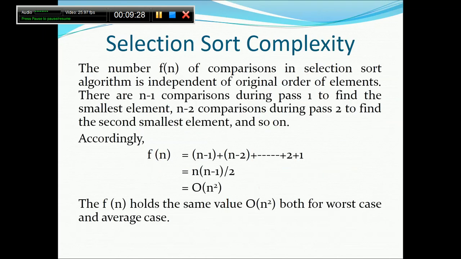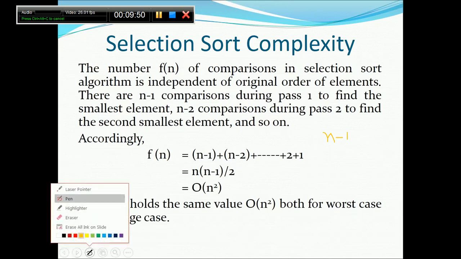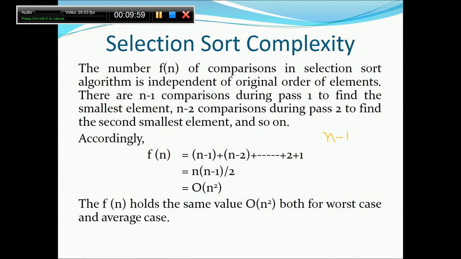Now how to find the time complexity? It is again a pretty simple job. The number f(n) of comparisons in selection sort is independent of the original order of the elements. So the idea is how many iterations we have done. We have done n minus 1 iterations.